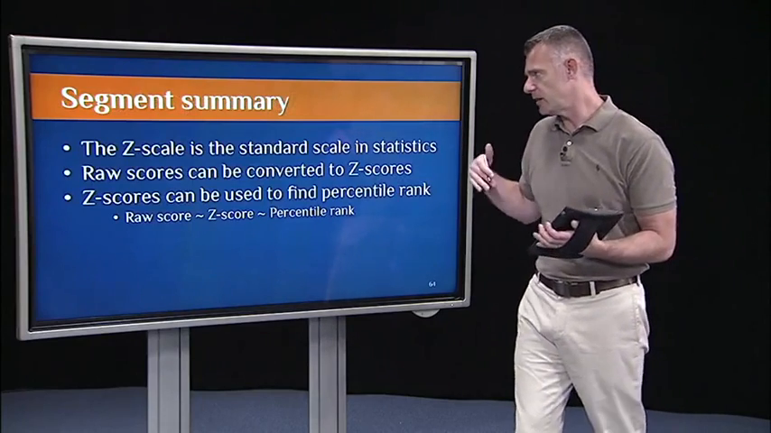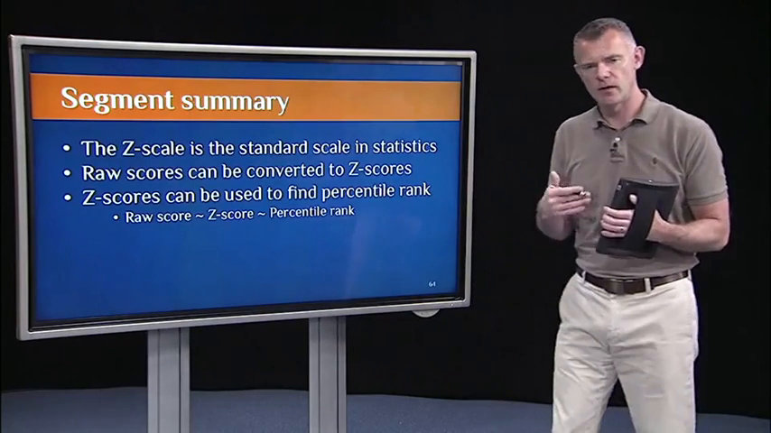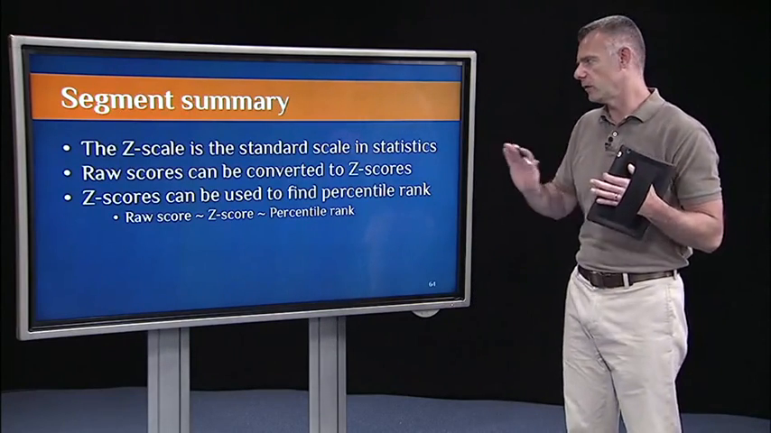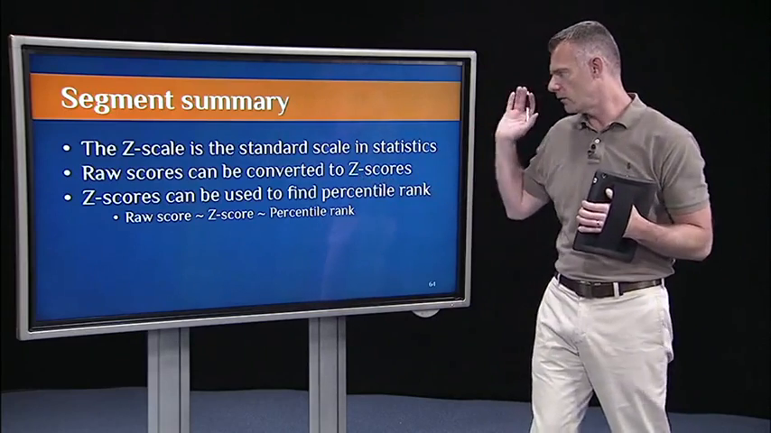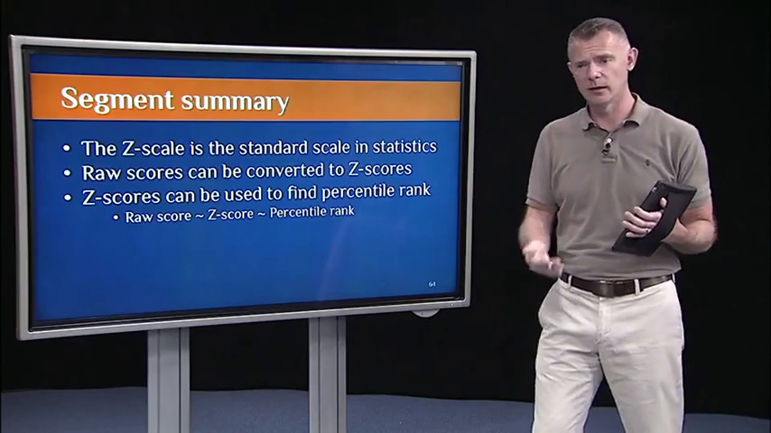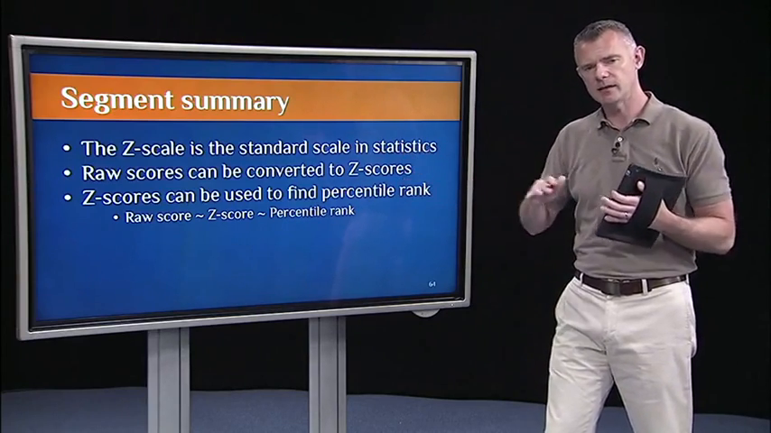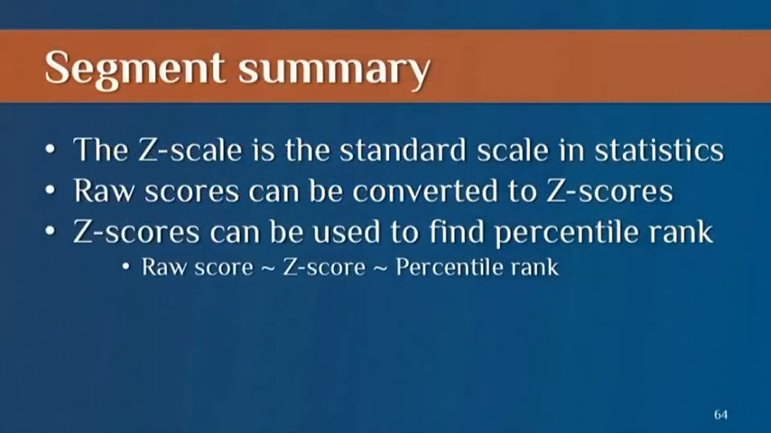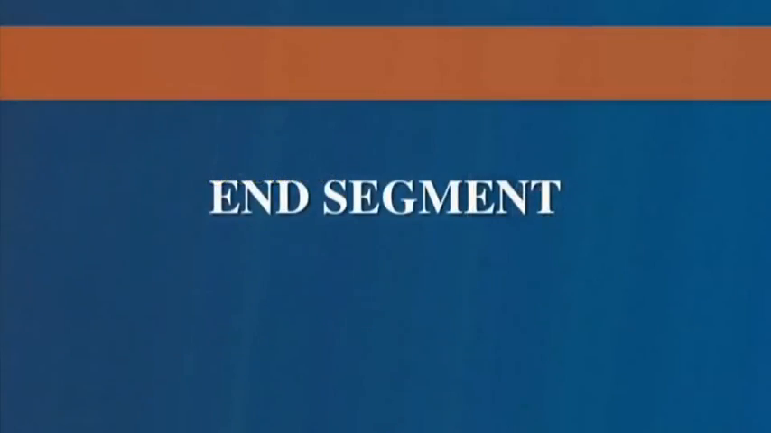So to sum up, the z-scale is the standard scale that we use in statistics. It's very efficient. It's very nice for communication. I can take any raw score, convert it to a z-score, and once I have a z-score, I can get a percentile rank. So these conversions are very common in statistics, and at this point, you should be comfortable doing those types of conversions. And we'll do those in lab and perhaps on the next homework. And that's the end of this segment.